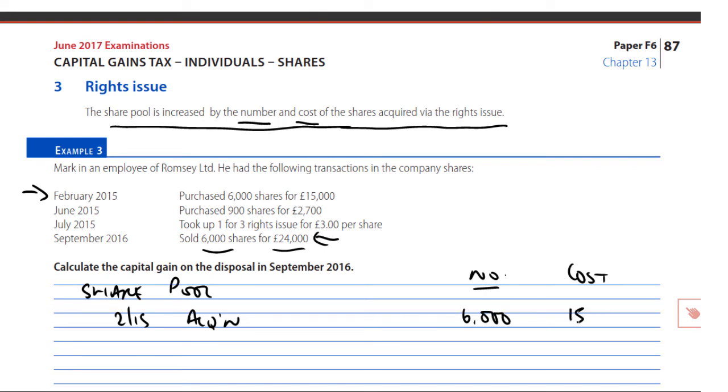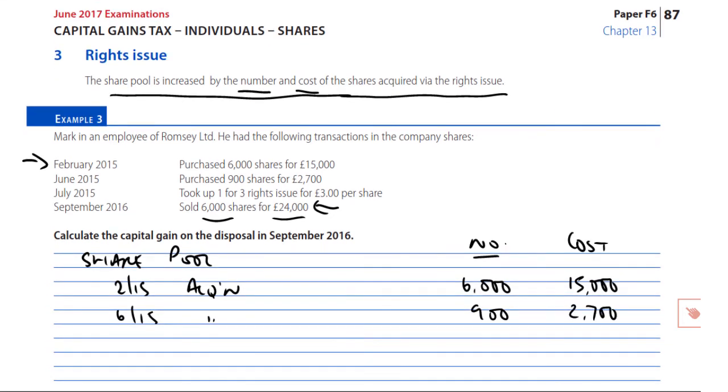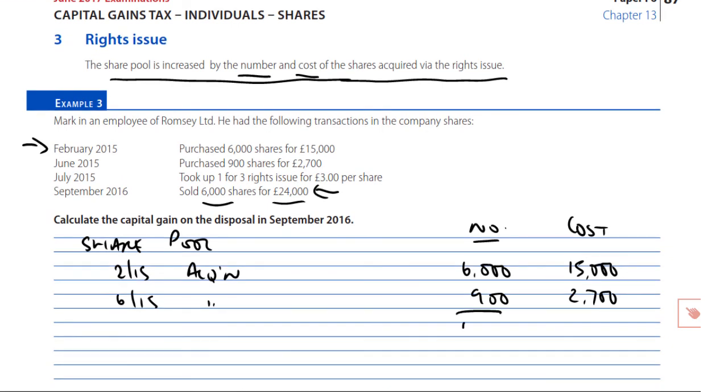6,000 shares for £15,000. On again to June 15. Again an acquisition. 900 shares, £2,700. Now we've got a pooling. What did we have at that date? 6,900 shares with, of course, a total cost of £17,700. Ever so easy, isn't it?